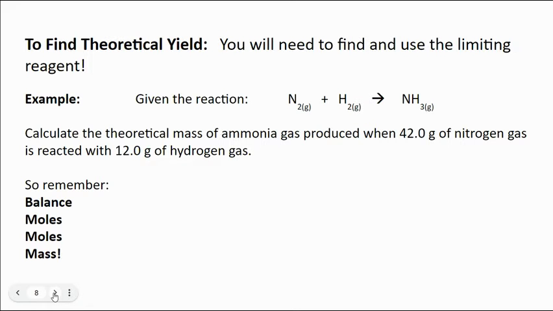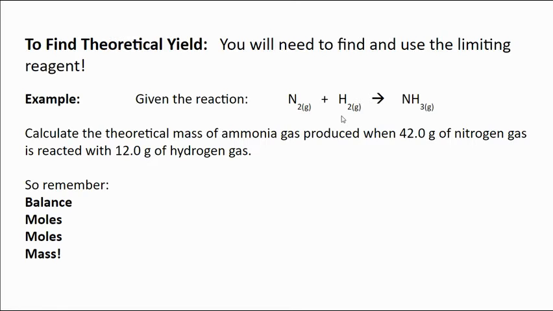So here's a sample question that involves percent yields. We're going to be given the reaction for the Haber process. We have nitrogen reacted with hydrogen gas to make ammonia. What we want to do is calculate the theoretical mass of ammonia that could be produced. So how much product am I going to create if you start with 42 grams of nitrogen and 12 grams of hydrogen? So when we look at this, this is a stoichiometry problem.